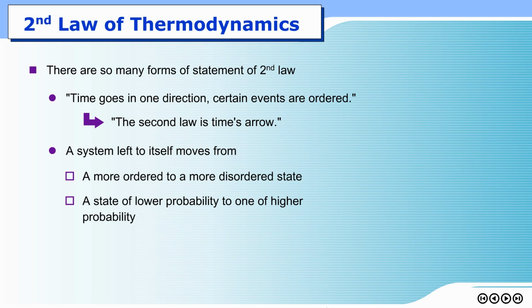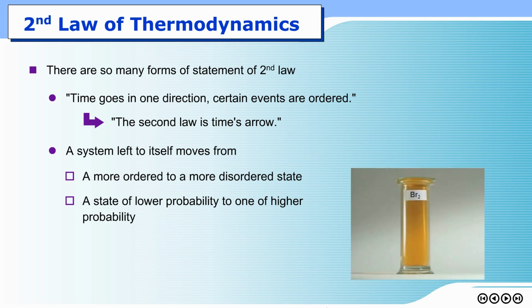People have also said that a system would move from a state of lower probability to higher probability. It seems very obvious that things with higher probability should occur more often. On the other hand, things with lower probability should rarely occur. So whenever you have something with lower probability and you leave that situation for a while, it should proceed toward the state of higher probability.